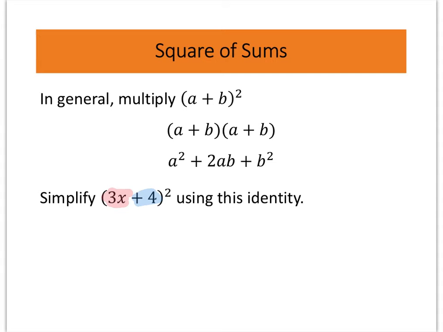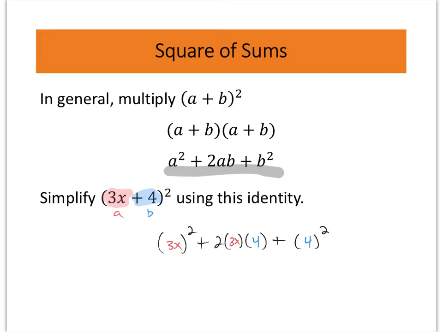And all we need to do to distribute this, or to simplify this, or to expand this, is to use this formula. So what we're going to do is, I'll label those, a is 3x and b is 4. So a squared is 3x squared plus 2 times a times b. So a is 3x, and b is 4. So we're just substituting things in. Plus b squared. We're going to substitute whatever b is. So b is 4, and you plug it in.